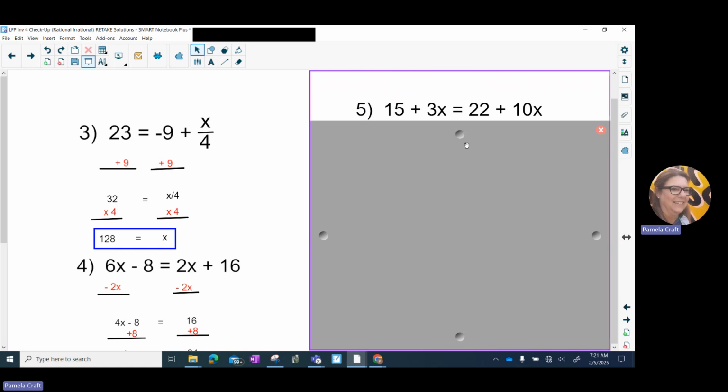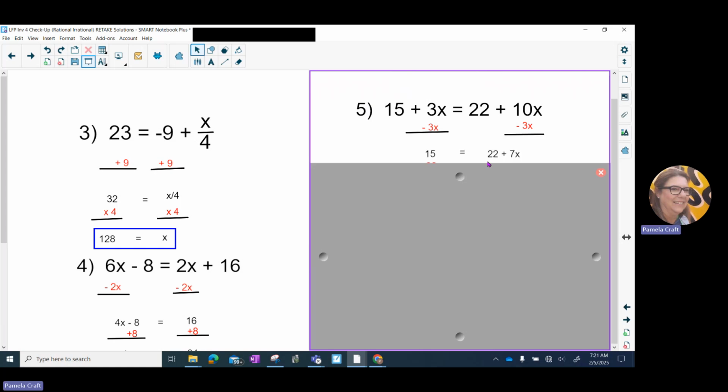And finally, number 5, we have 15 plus 3x is equal to 22 plus 10x. Again, we have x's on both sides. So I'm going to get rid of the x's on the left this time. I'm going to subtract the 3x from both sides. Now I have 15 is equal to 22 plus 7x.